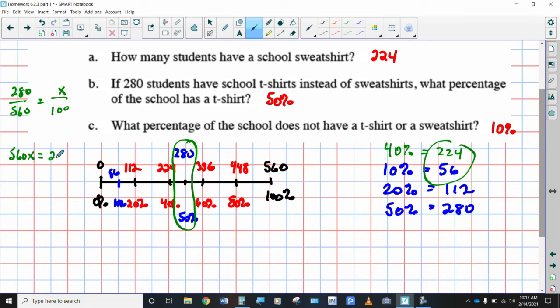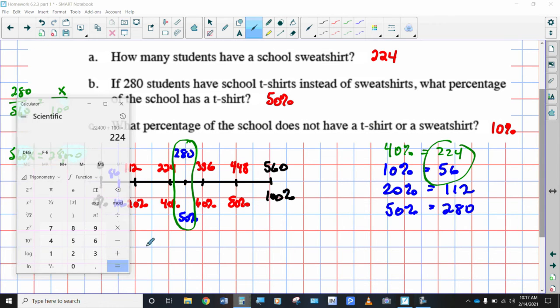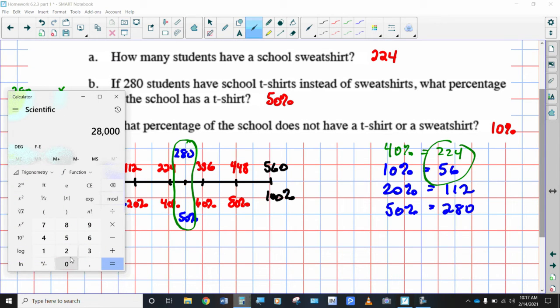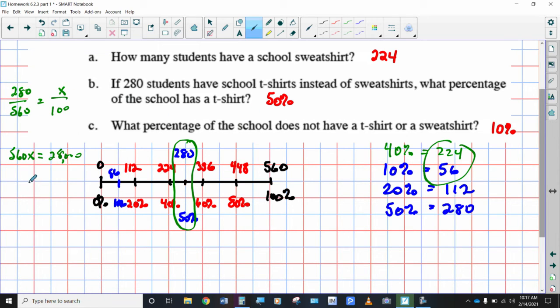560x is equal to 28,000, right? Adding the zeros onto there. And now we'll take 28,000 and divide it by 560, and there's your answer. So if we're trying to find the percent, if x is equal to 50, that means that is 50%. And then what percentage of the school does not have a t-shirt or a sweatshirt? Okay.